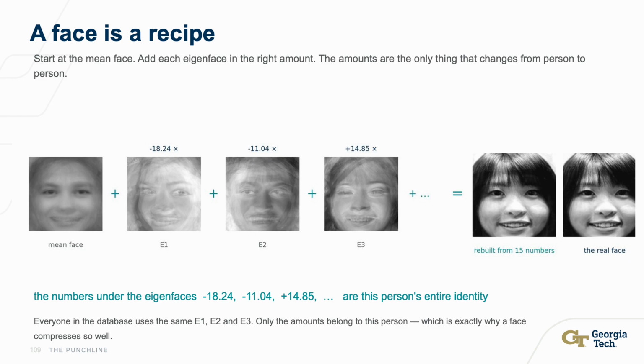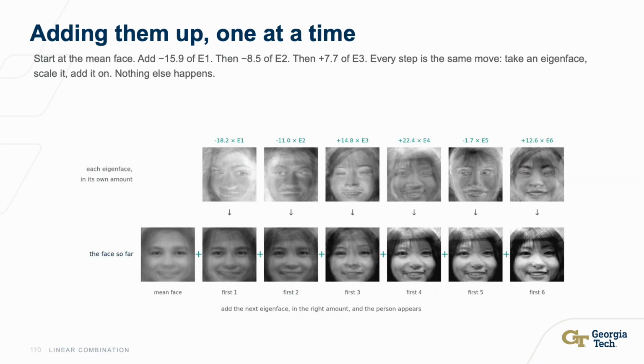That is also exactly why a face compresses so well. Two consequences worth naming. First, this is why you can compare two people by comparing two short lists of numbers instead of two photographs. Second, if you were to hand somebody the amounts without the eigenfaces, they would have nothing. The identity and the ingredients are both needed, and only one of them is per person. This is the slide that earns the word linear.